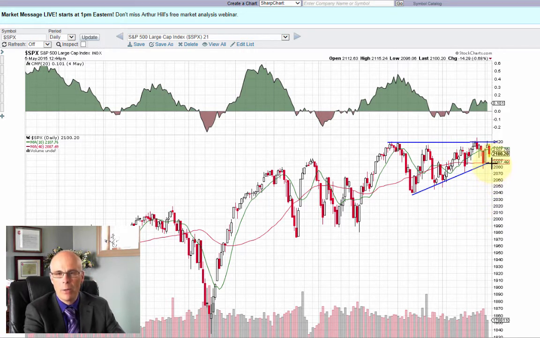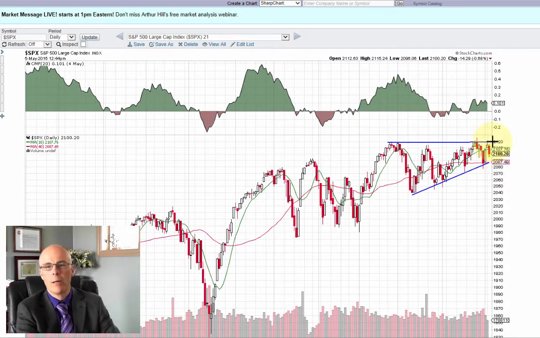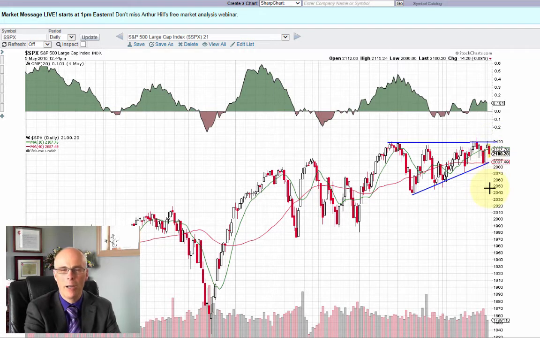So at some point, the S&P 500 will break one of these two levels. It'll take out the old top, or it'll break down below the prior trough. And those levels are 2120 on the top and somewhere around 2080 on the S&P on the bottom of this ascending triangle. What you want to look for is a break through one of those two levels.